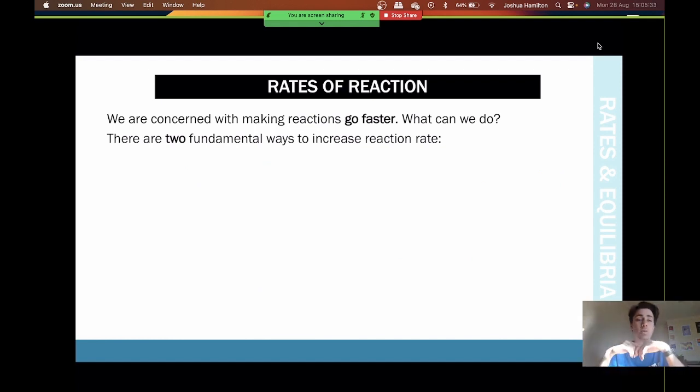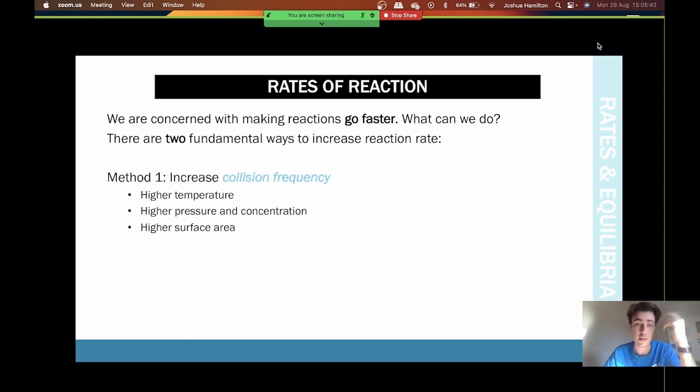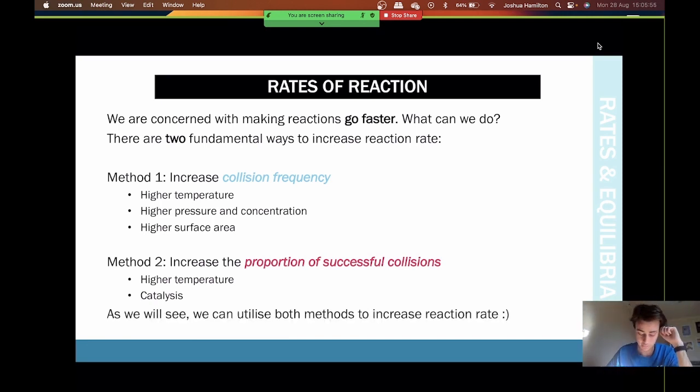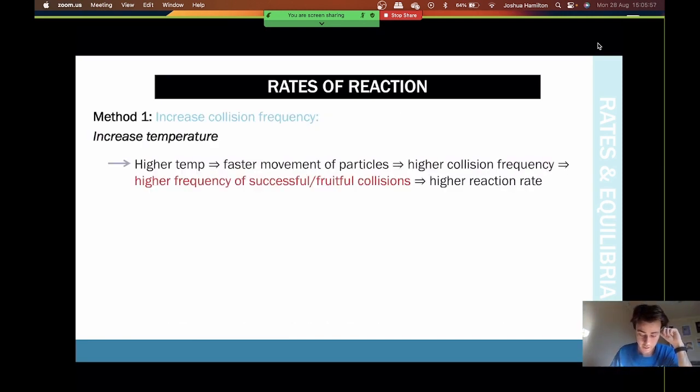So, rates of reactions. We are also concerned with making reactions go faster. What can we do? There are two fundamental ways. First of all is to increase the number of collisions, and second of all is to increase the number of collisions that are successful. So first of all, increase collision frequency. There are three things there. Increase the proportion of successful collisions. There are another two things there. So how do we go through each of these?